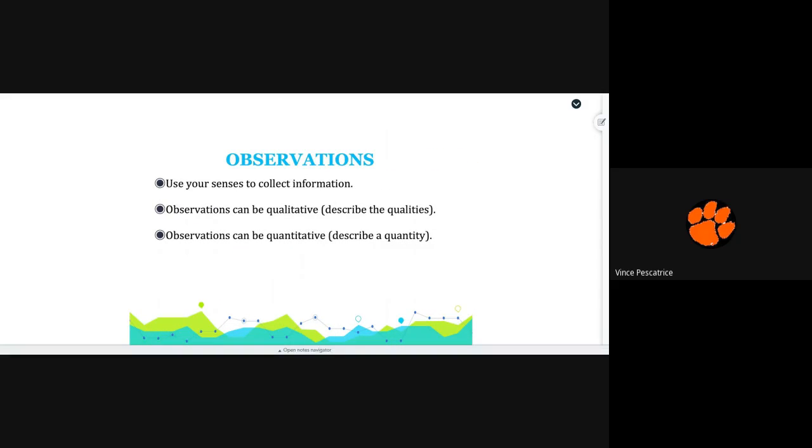So observations start with senses you collect. You're using your senses to collect information. So that could be, all right, I hear this. All right, this feels like this. It looks, feels, touch, stuff like that. The only one we don't use in this class is taste. Never, ever, ever taste anything. You don't know who had it last. You don't know who touched it last, especially with COVID going on. You don't know if the last person that used this tool washed their hands.